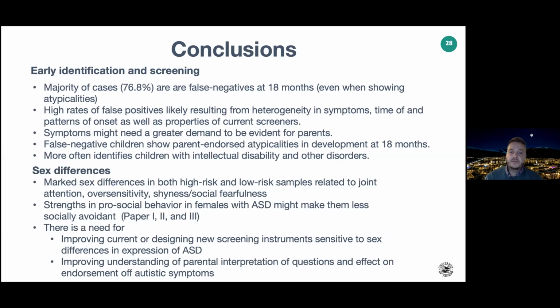It might be that these symptoms need a greater social demand to be evident for parents also. It might be that parents need to know more about the phenomenology of the question. A good example from this screening study was that most of the parents had endorsed their child doing the following behavior: does your child like to spin around on the floor with her hands out? And all the parents said yes, because kids like to do that. But actually, that question was intended to be about repetitive behaviors. So a lot of parents responded yes while actually thinking about something that's normal for kids to do. So we maybe also have to help parents better understand the questions we're asking them.